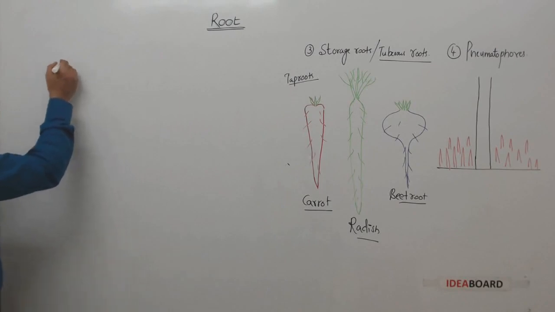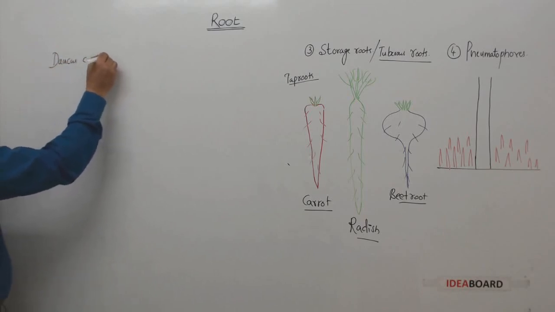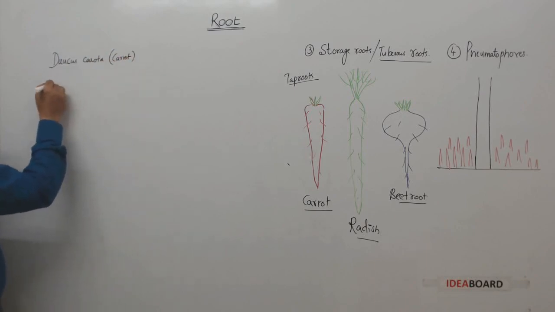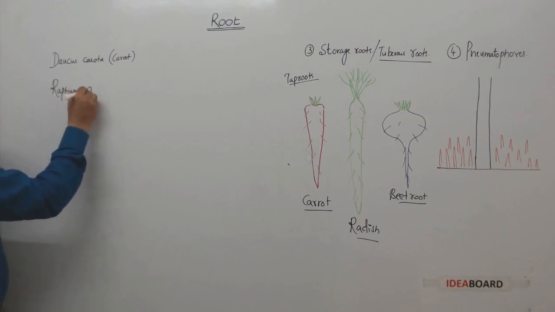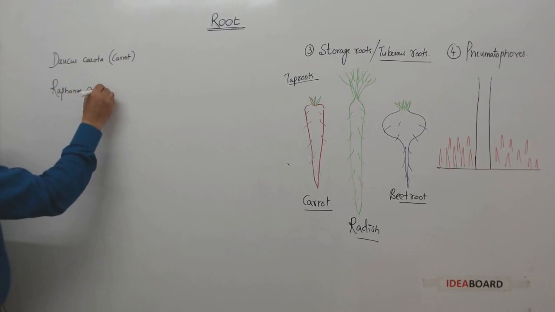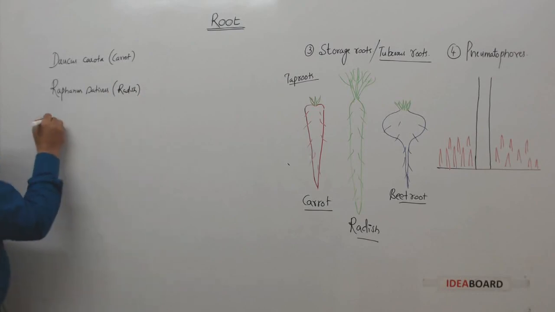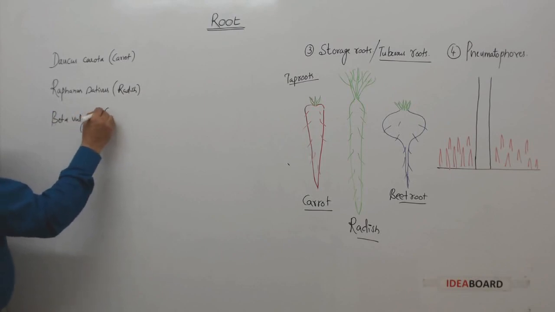What is the scientific name of carrot? Daucus carota. That is carrot. And Raphanus sativus, that is radish. Beta vulgaris, that is beetroot.